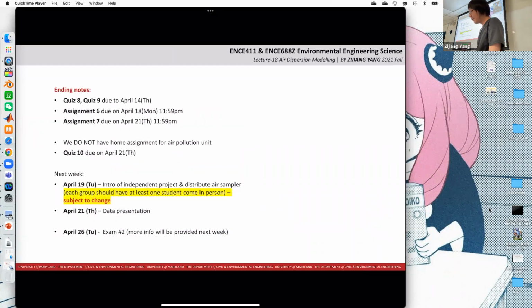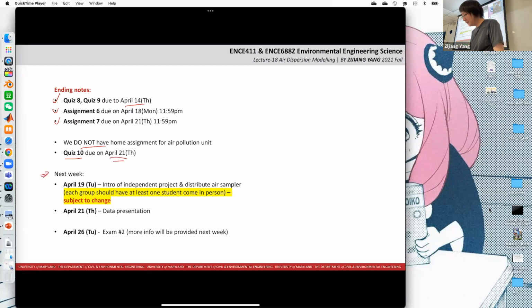And finally, I want to talk about some ending notes. For quiz 8 and quiz 9, they are due today, I think. And for assignment 6 and assignment 7, they are due next Monday and next Thursday. And we do not have a homework assignment for the air pollutant units and quiz term, but they have a quiz. It is due on the Thursday, two weeks later.